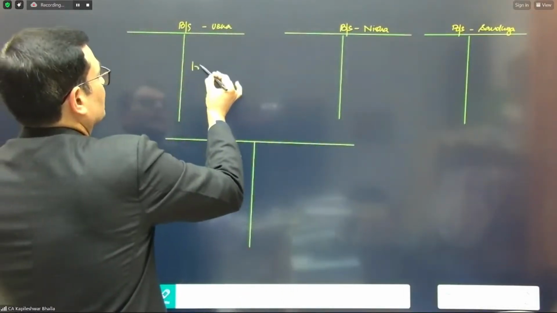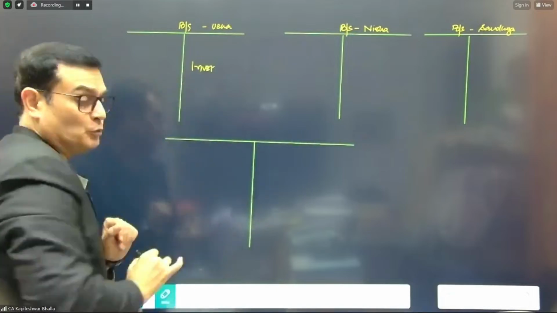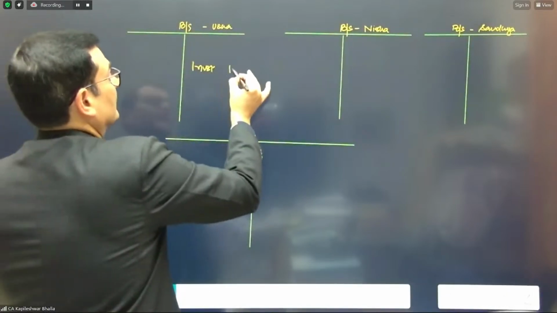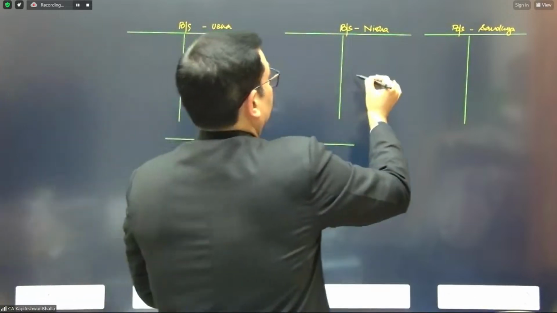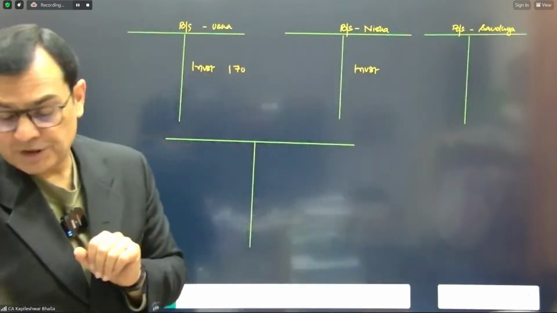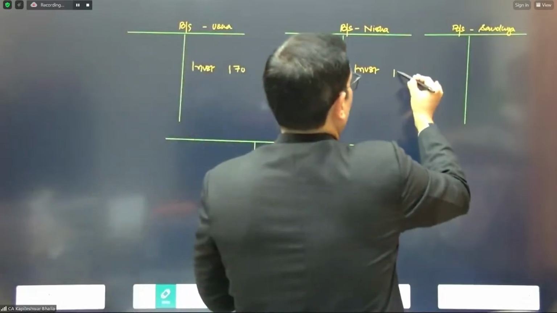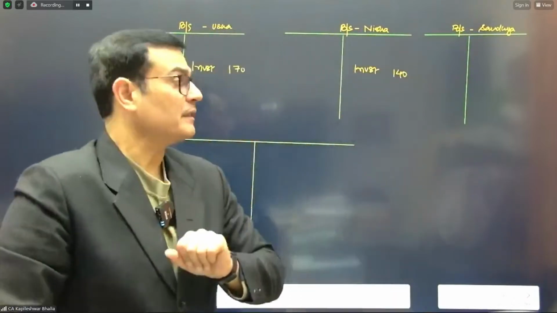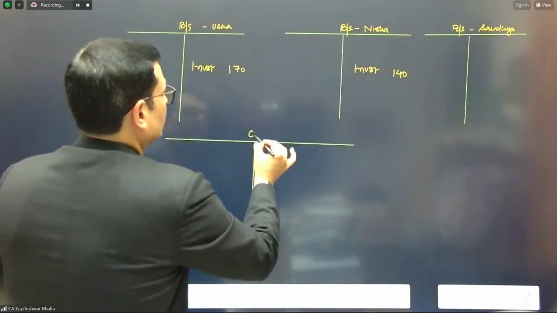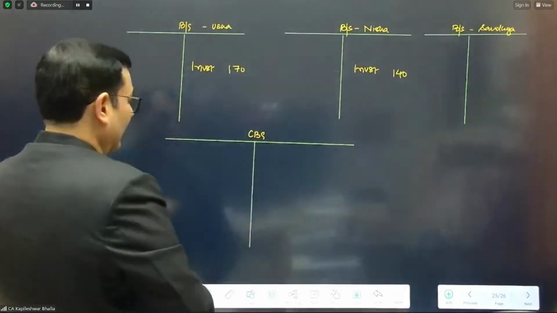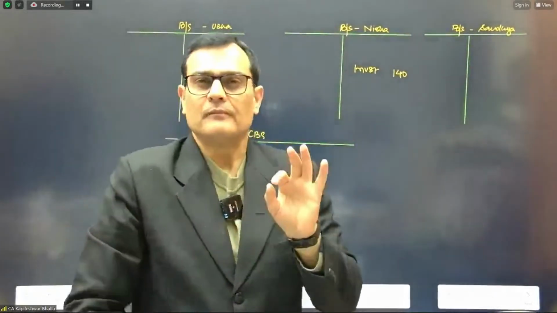There is an investment appearing in the balance sheet of Usha, and that investment is appearing at 170 lakhs. There is an investment appearing in the balance sheet of Nisha, and which is appearing to the extent of 140 lakhs. And I'm just keeping the balance sheet of Sandhya at the moment. And we're going to make a consolidated balance sheet as well. Now, please hear this very carefully as I make a walkthrough.